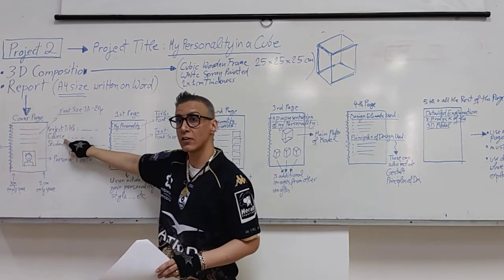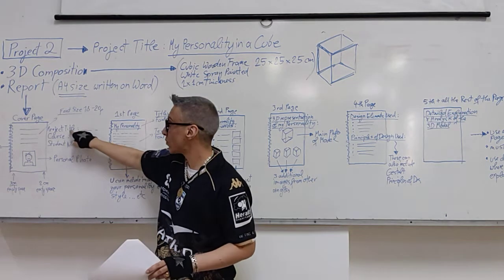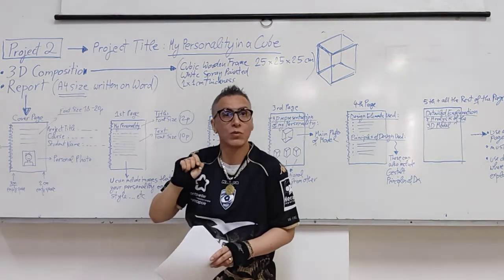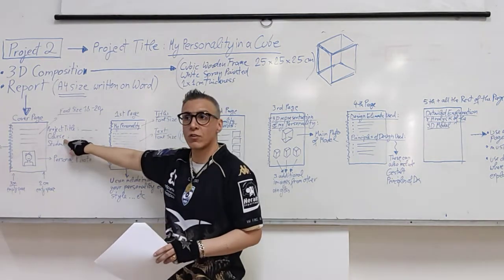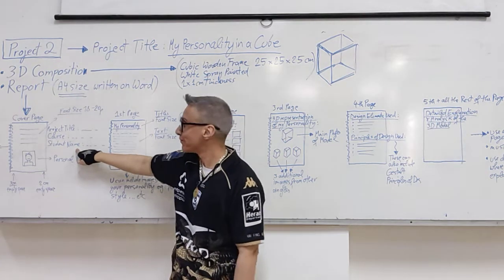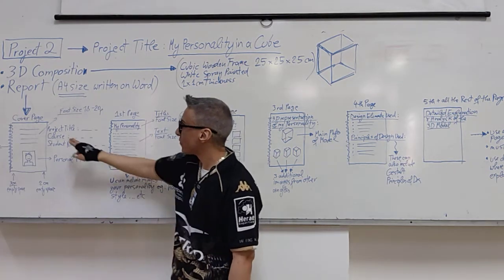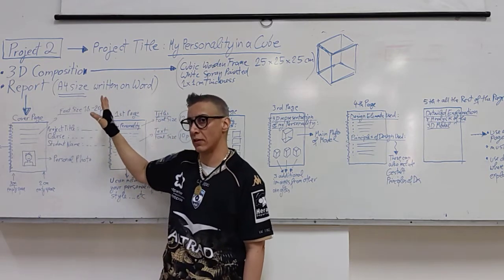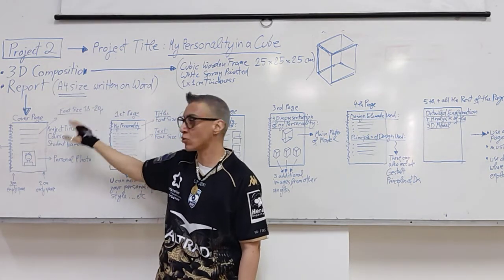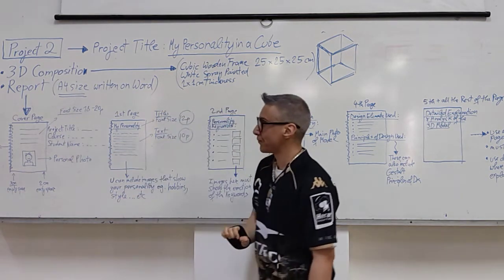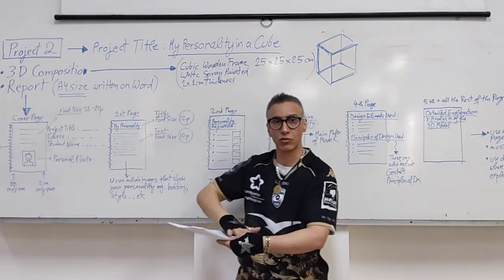Project title, the course name. Project title is: My Personality in a Cube. The course: Basics of Design. The student name, your name. Please, for the font size of this, use 18 to 20. 18 to 20 for this. Now, this is the cover, the main page.